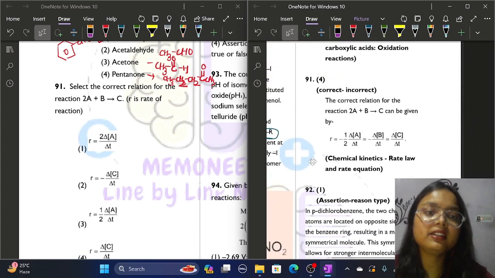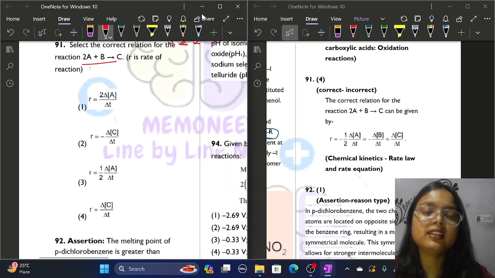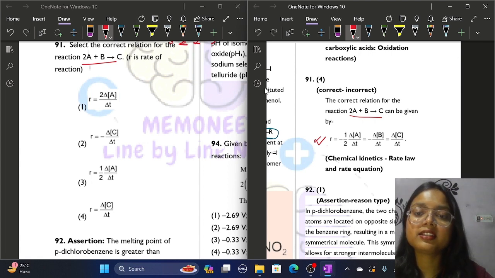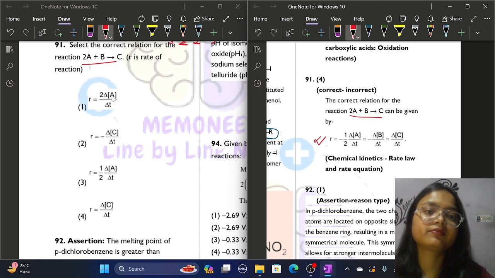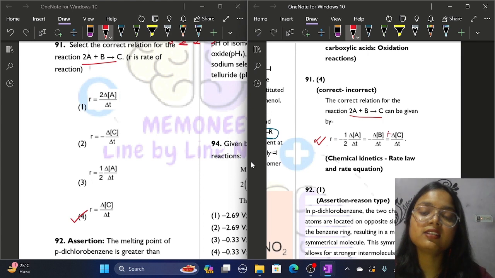Select the correct relation for the reaction 2A plus B gives C. Okay, so for 2A plus B gives C, the rate of reaction is given as minus 1 by 2 delta concentration of A by delta T equals minus delta concentration of B by delta T equals delta concentration of C by delta T. So this is the rate of the reaction. Which is the correct option here? R equals plus delta concentration of C by delta T. Okay, so this is the correct option.